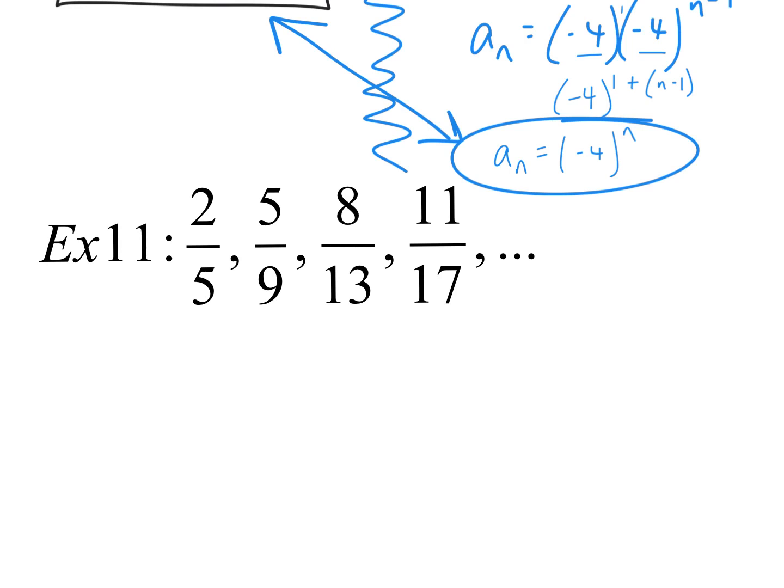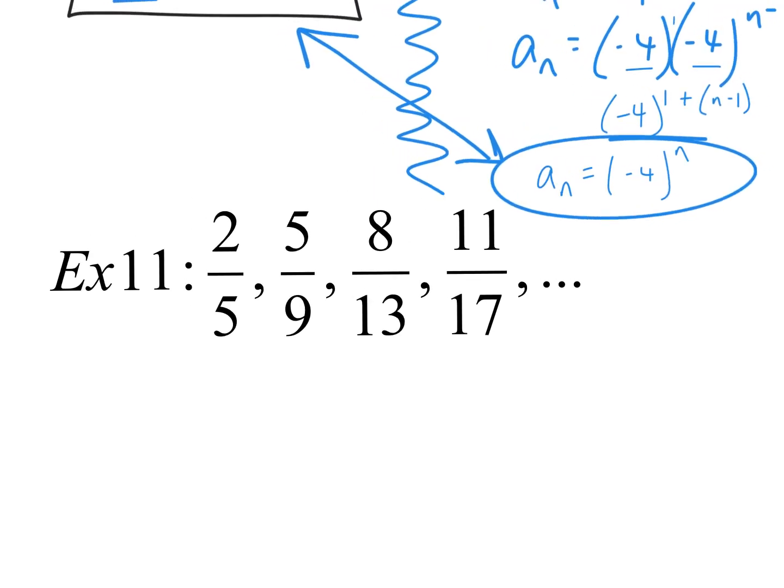With fractions, I tried to preview this in my previous video, but what I'm noticing here is I think the easiest way to do fractions is to look at the numerator separate from the denominator. So 2, 5, 8, 11. Do you notice a pattern there? Isn't that just +3, +3, +3? So it's an arithmetic on the top. And so I have a formula for that.